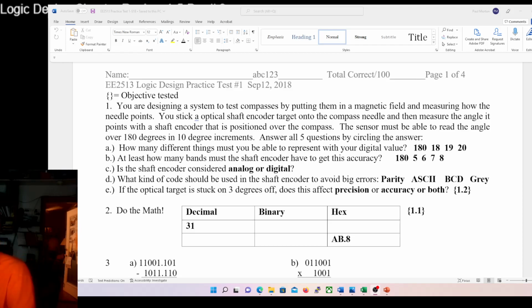5 bands. Is the shaft encoder considered analog or digital? It is one of the few true digital sensors. What kind of code should be used in the shaft encoder to avoid big errors? Well, we've talked about this. We have to use a gray code.